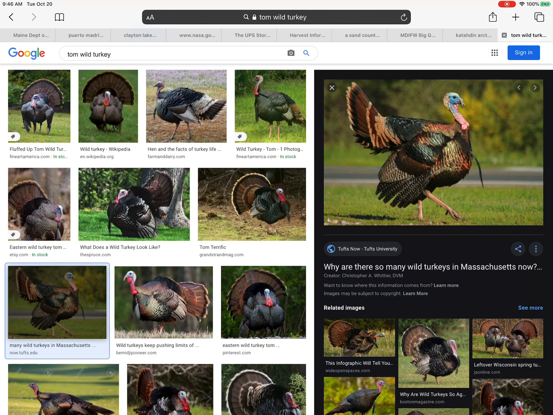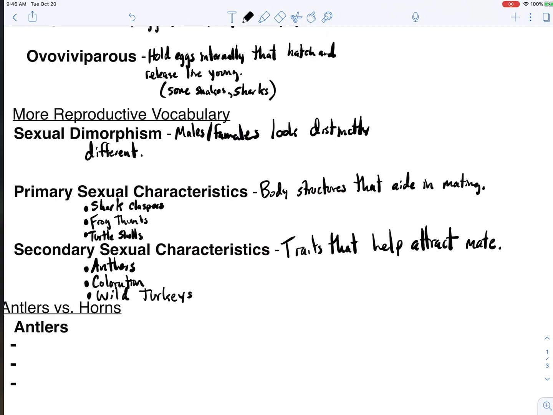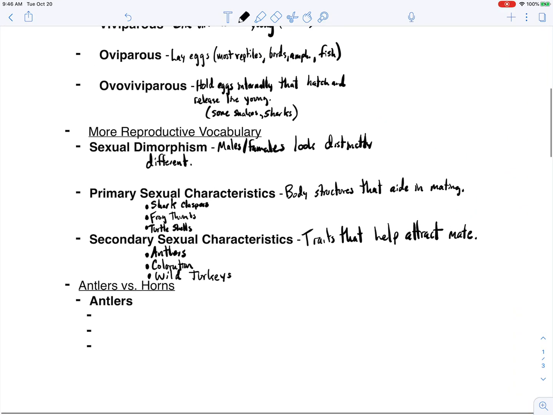They've got that beard, which is a modified feather that just conveys age. There's so many different things on a male turkey. Their spurs are a secondary sexual characteristic on their legs there. So, classic example, wild turkeys are a big walking pile of secondary sexual characteristics. Pretty cool creatures, not mammals, but they help to drive home that point. In mammals, things we see the most, antlers are classic examples of secondary sexual characteristics.